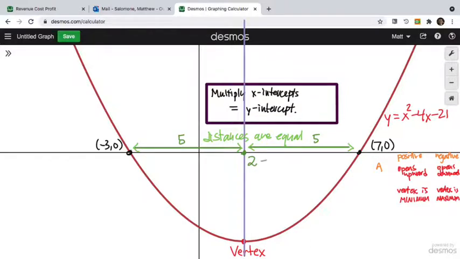By the way, it's the same thing as the average of the two x-intercepts. It's another way to think about it. Average of the two x-intercepts. And you average something by adding them together and dividing the result by 2. 7 plus -3 divided by 2. That's going to be 4 over 2. That gives me 2. So if you already know the x-intercepts of a parabola, just average them together, and you get the x-coordinate of the vertex.